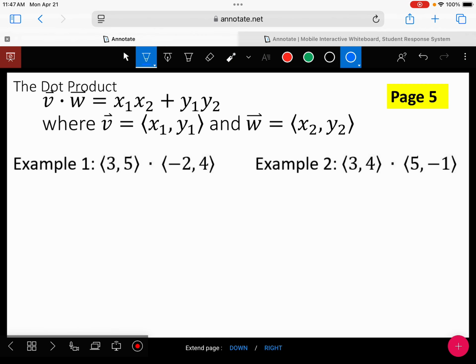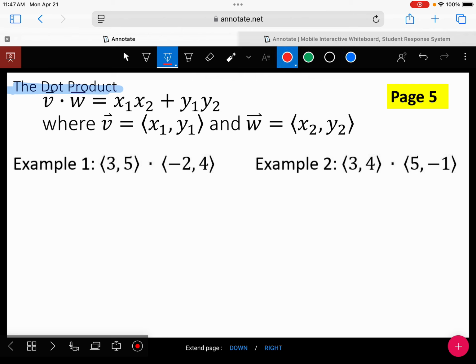So today we're just going to talk about how to find the angle between two vectors. In order to find the angle between two vectors, the first thing we need to find is the dot product. If you look at the top of page 5, you should have this formula there. To find the dot product, you multiply together the horizontal components of both vectors, then multiply the vertical components together, and then add those two. So let's look at example 1.